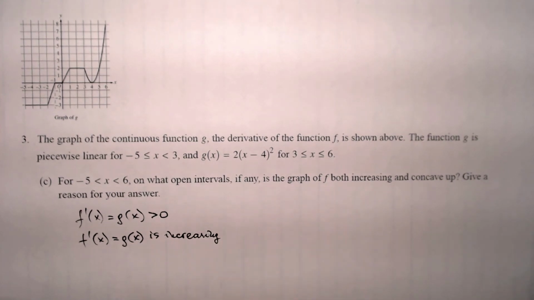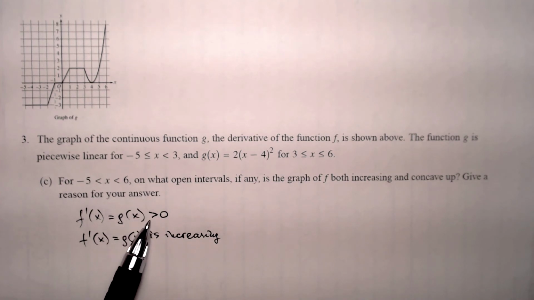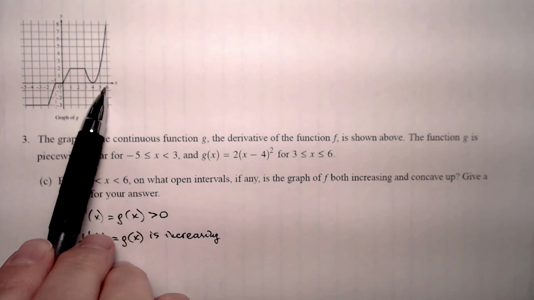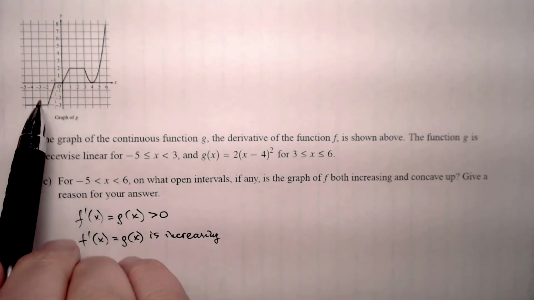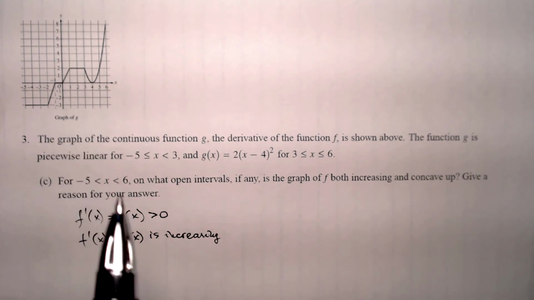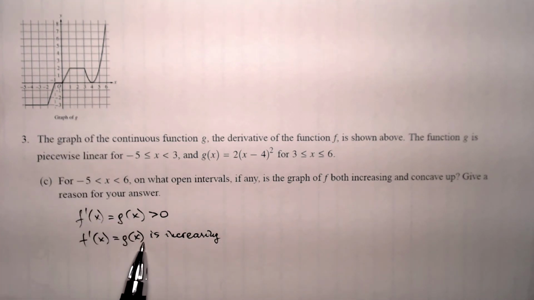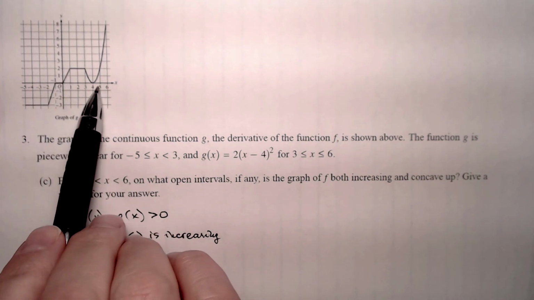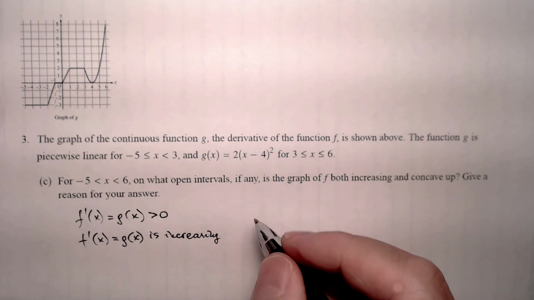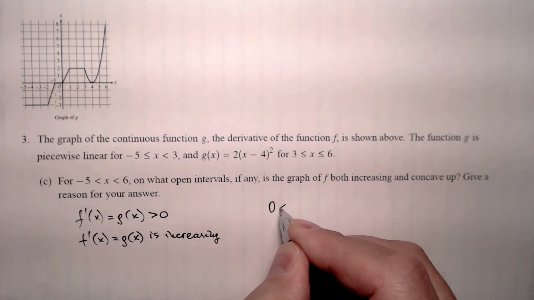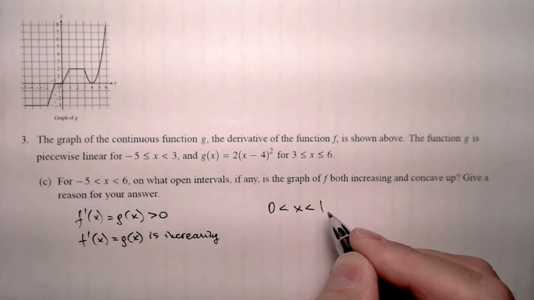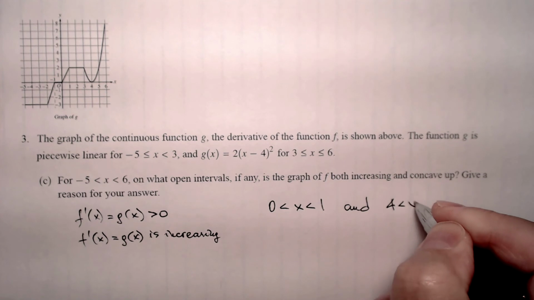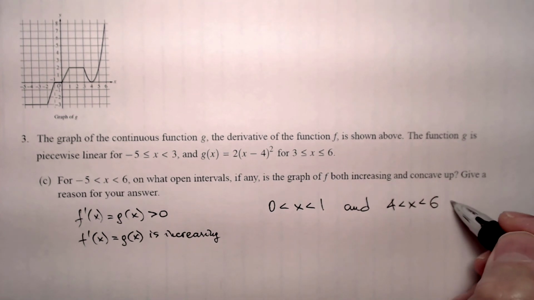So let's look at these areas. So where is g of x greater than 0? It's on this interval from 0 to 6. And so on which of those intervals is the function g of x also increasing? And we can see it's between 0 and 1, it's increasing, and between 4 and 6. So the answer is 0 less than x less than 1 and 4 less than x less than 6, on those two intervals.